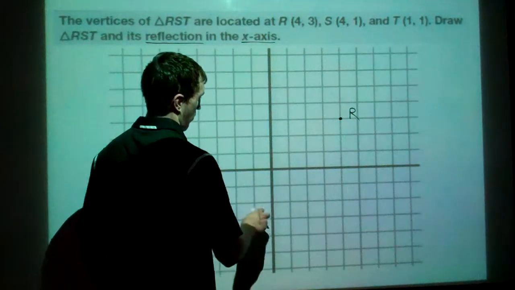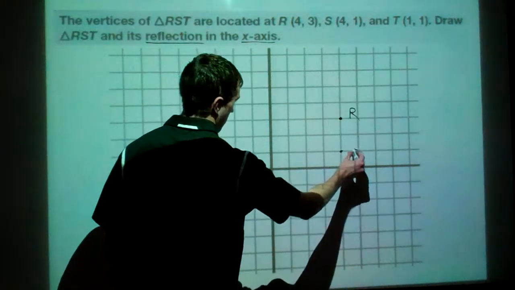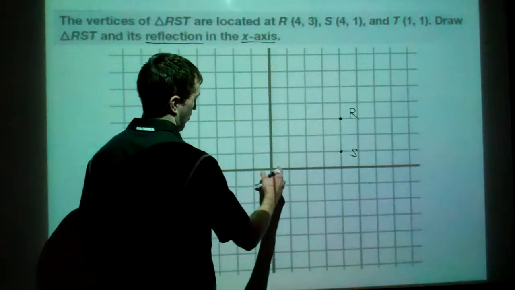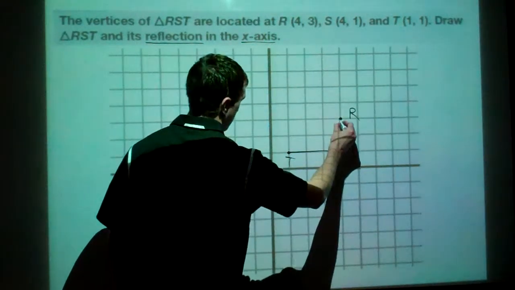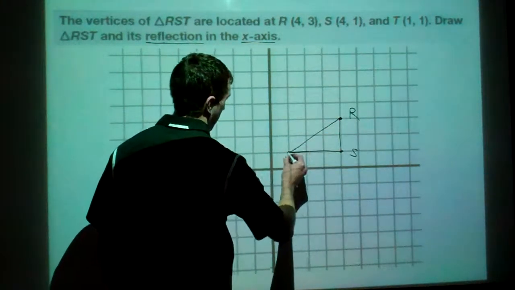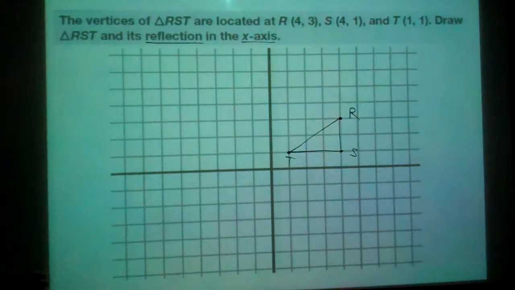S is at over 4, up 1. That's right here. And T is at over 1, up 1. There's our T. We connect our dots, and we get a shape just like that.